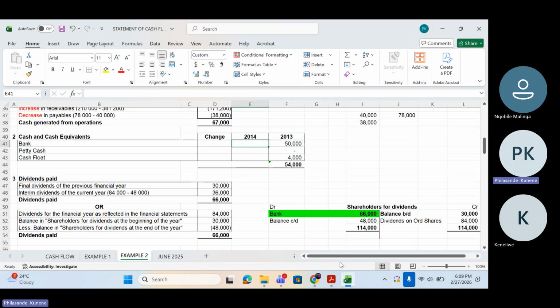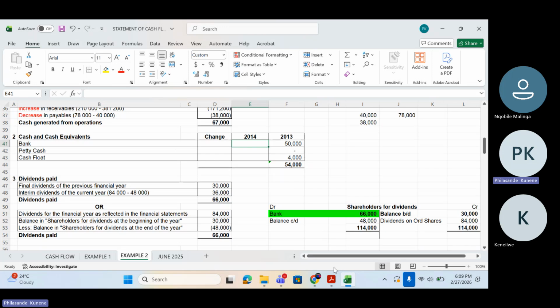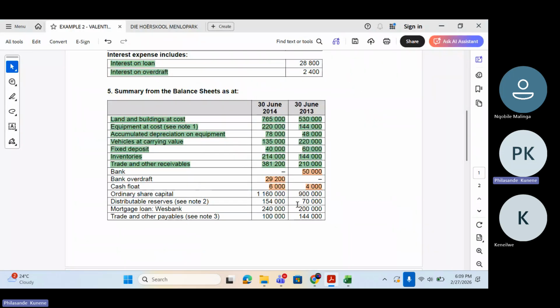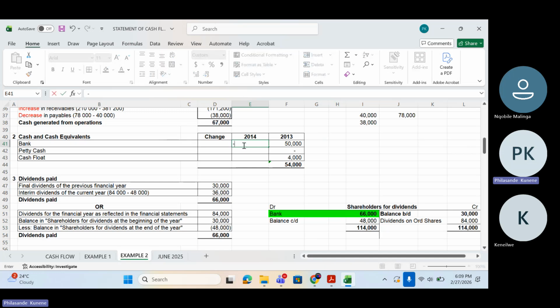Now the closing balance. We did not have cash in the bank, but instead, what did we have? We had a bank overdraft of 29,200 rand, if you look here. So I'm going to record it here as 29,200, and I'll make it negative, 29,200 rand, because it's an overdraft.